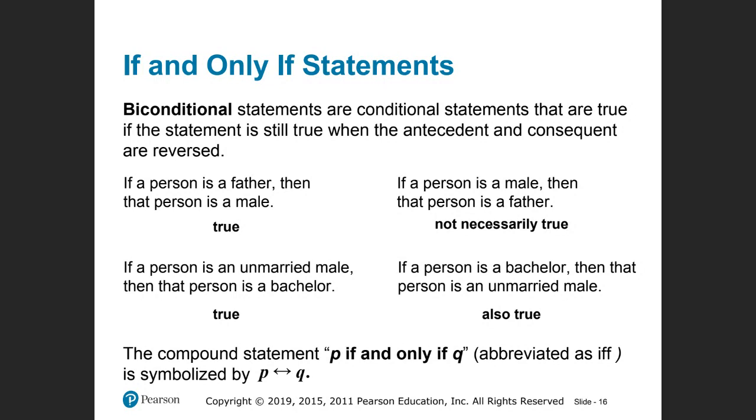Okay, going down to the next line. If a person is an unmarried male, then that person is a bachelor. That is true. If a person is a bachelor, then that person is an unmarried male. Also true. So the bottom ones are both true, even when the antecedent and the consequent are reversed. The compound statement P if and only if Q, which is abbreviated as IFF, is symbolized by the arrow going both directions.